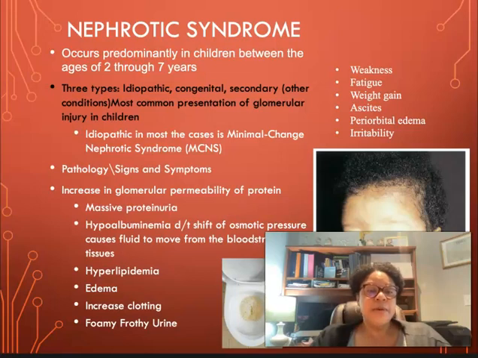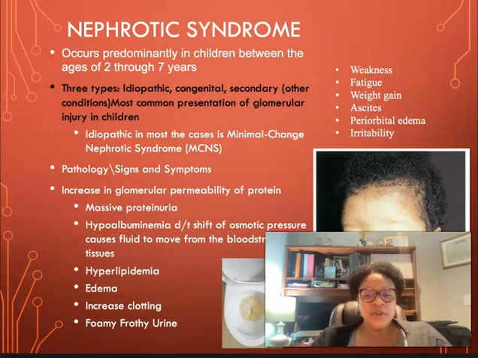This is one of the most common presentations of glomerular injury in children. The idiopathic is mostly associated with minimal change nephrotic syndrome. And this is obviously at the glomerular level, and there is an increase in permeability of proteins. So just remember, if you have an increased permeability of proteins, that means you're spilling a lot of proteins, so you're going to have massive proteinuria. You're also going to decrease the amount of protein in your bloodstream, so hypoalbuminemia, because you're spilling all these proteins.